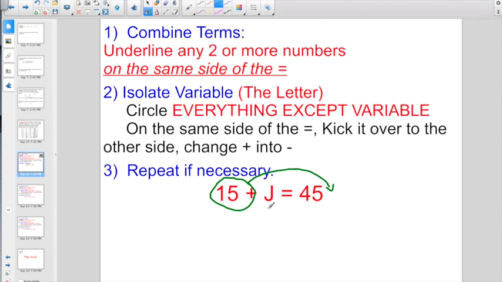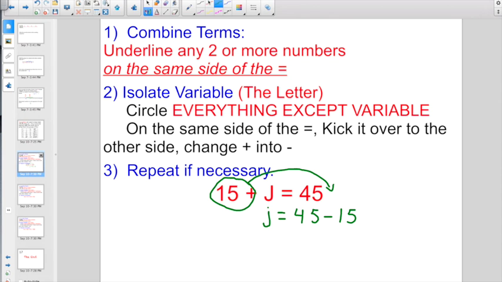Write everything that is not circled. I did not circle J. I did not circle the equal sign. I didn't circle 45. But I kicked that 15 and that plus over to the other side. I kicked that plus sign so hard he broke into a minus. And now I'm going to go and write my 15. So J is equal to 45 minus 15.